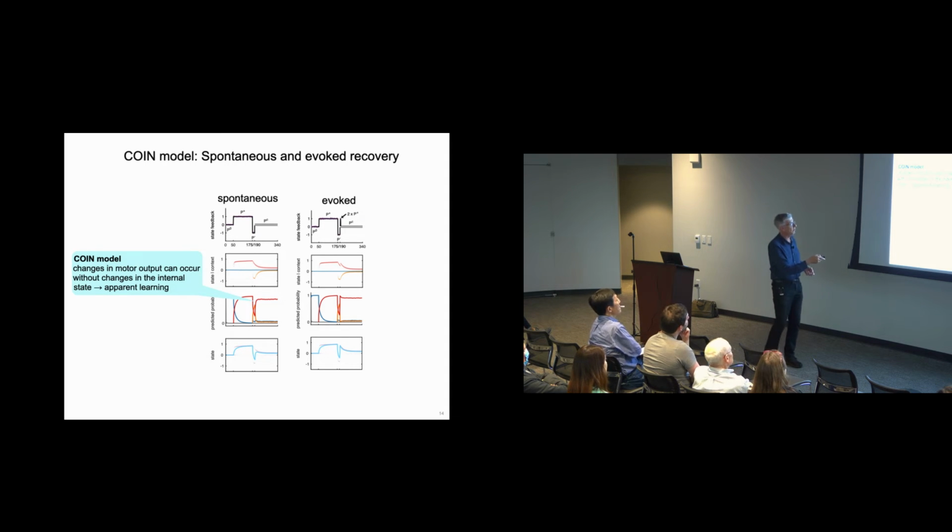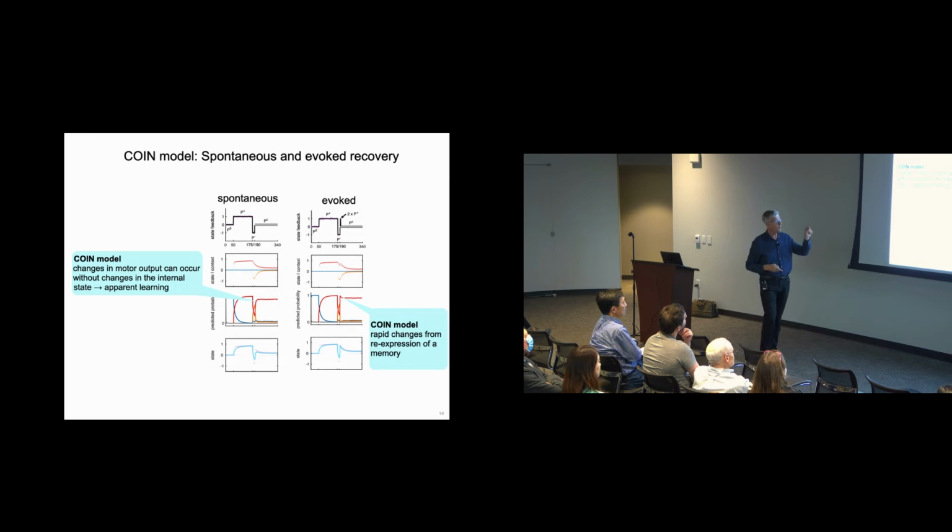You should now, rather than slowly re-express this, you should rapidly, what we call evoked recovery, express that. And so the prediction here is rather than the slow increase and decrease, you should rapidly increase and then decay away. Okay? So in the coin model, you can rapidly change your motor output from re-expression of memory. You don't have to do proper learning, as we'll see that the dual rate model simply can't do that because it can only do proper learning.